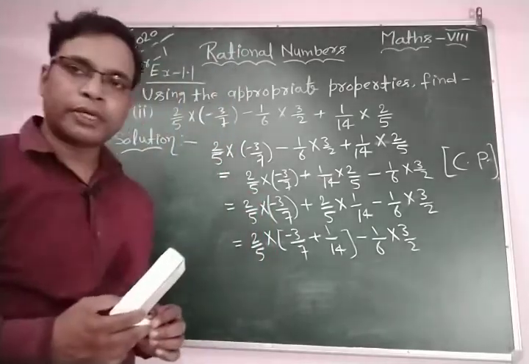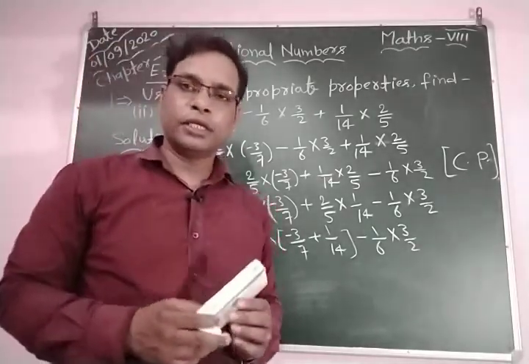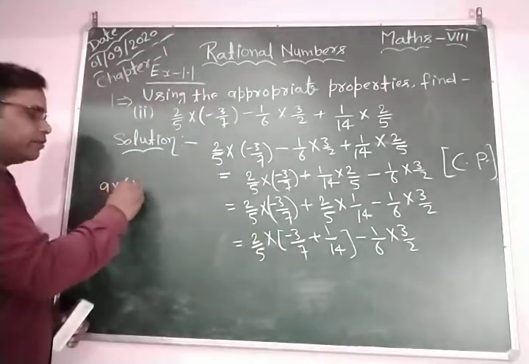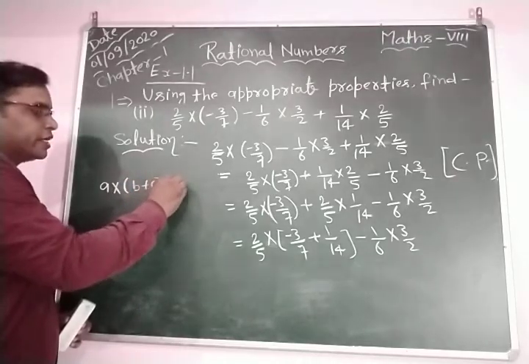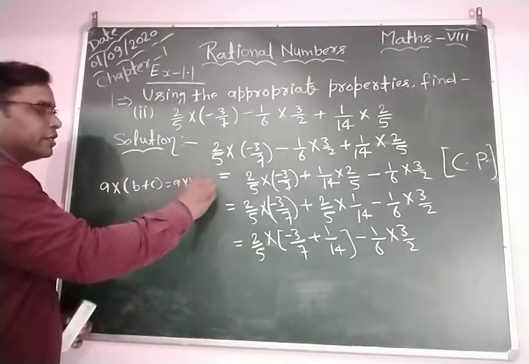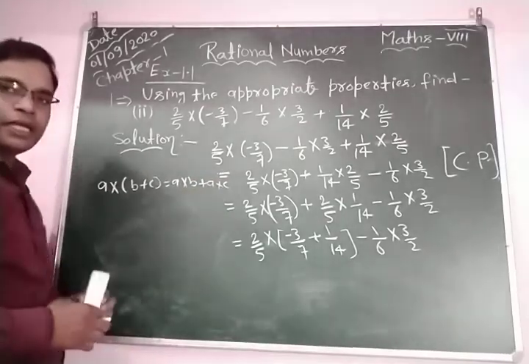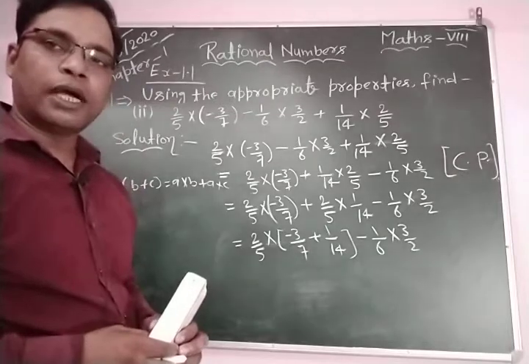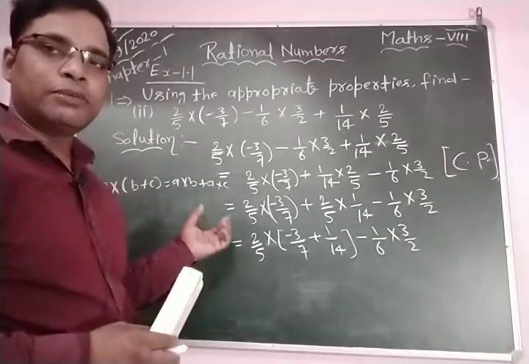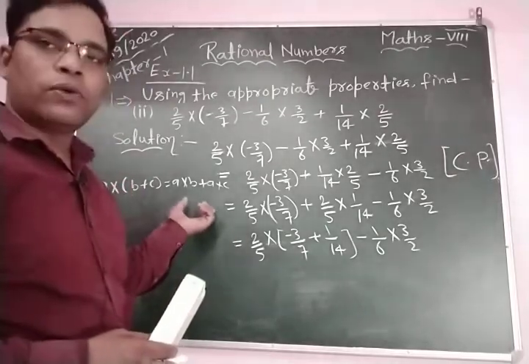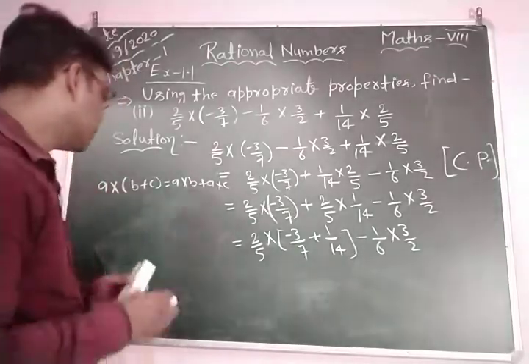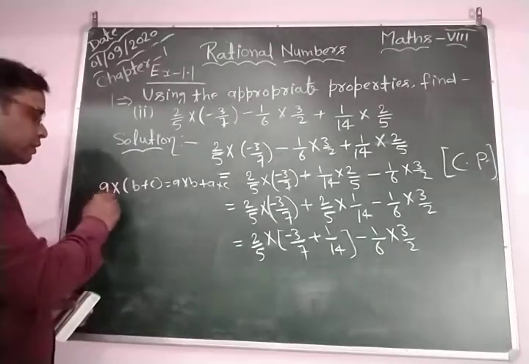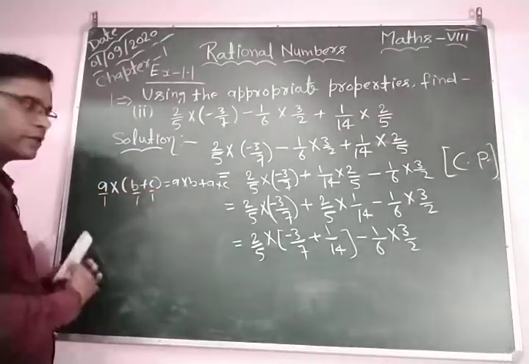What is the distributive property of multiplication over addition? You can see here, A into B plus C is equal to A into B plus A into C. This property is called the distributive property of multiplication over addition of rational numbers, where A, B and C are rational numbers. How can we write? You can write this by 1, this by 1, this by 1.